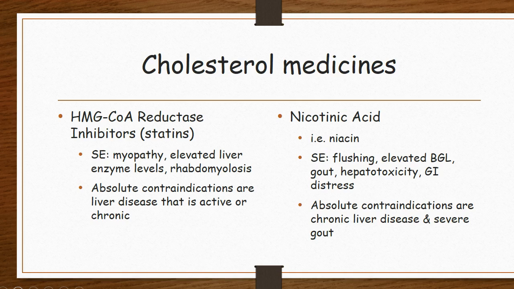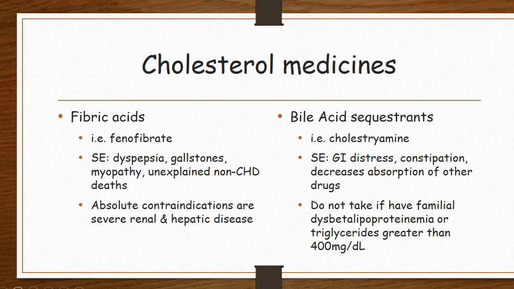Another medicine is called nicotinic acid. An example is niacin. The big side effect with niacin is flushing and elevated glucose. You can also have some hepatotoxicity with it. Your, again, contraindications are liver disease. Severe gout can be contraindicated with it as well.